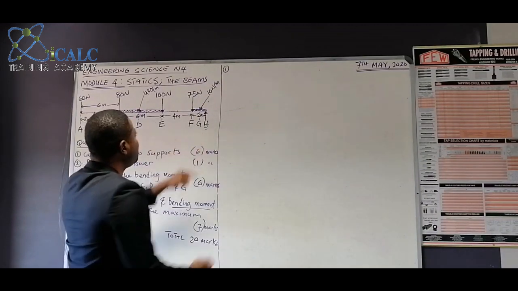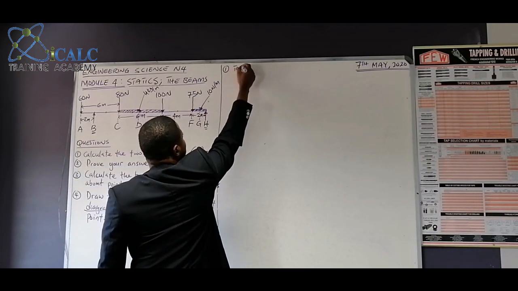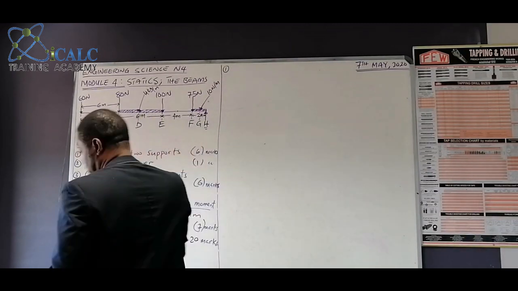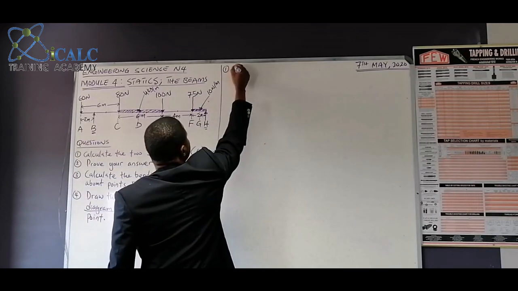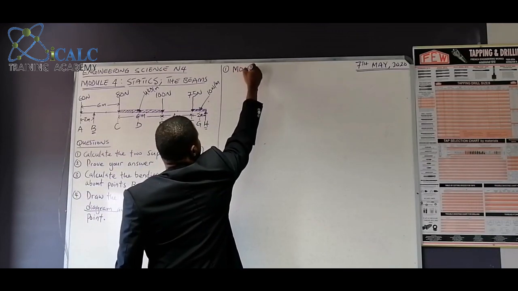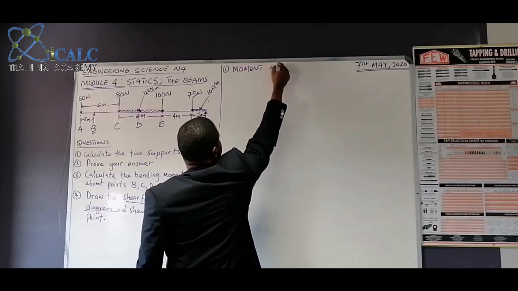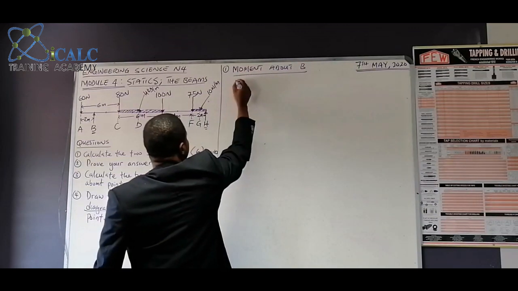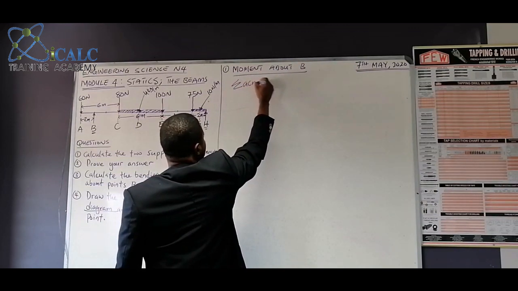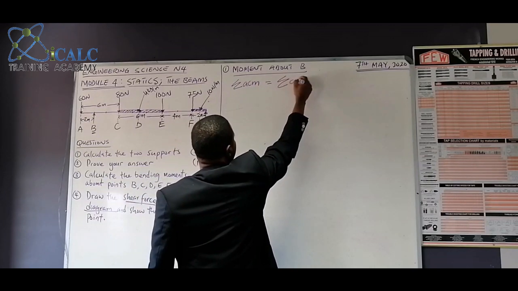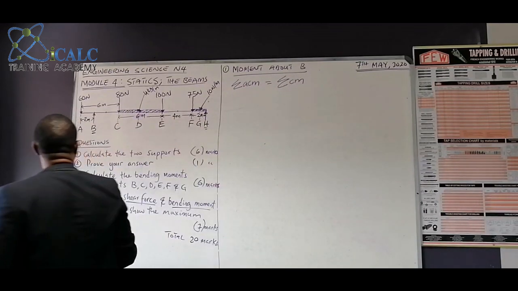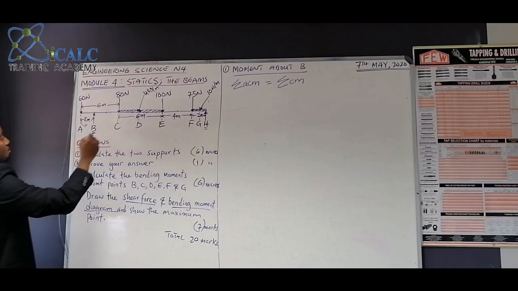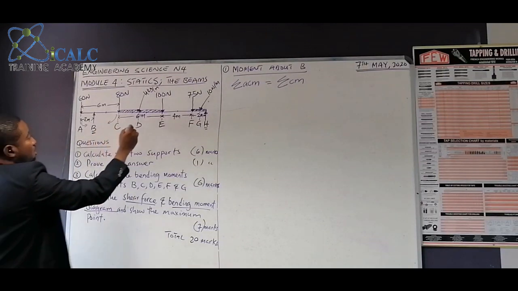So we say we want to take moment about support B. And we say the sum of anti-clockwise moments will be equal to the sum of clockwise moments. So let's check. Our 16 Newton, we go anti, 80 will be clockwise.